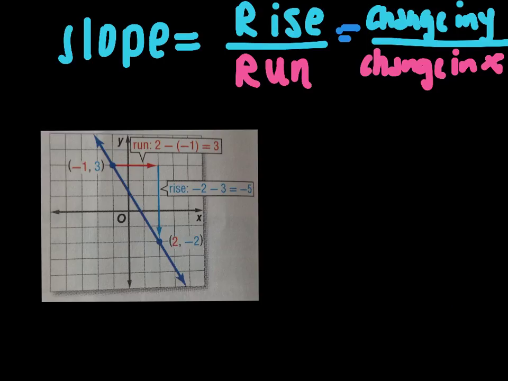Okay, the next thing we're going to learn about is slope, which, for a non-vertical line, is the ratio of the change in the y-coordinate to the change in the x-coordinate. So it's going to be slope equals rise over run, or change in y over change in x. And we're going to be using that equation a lot.